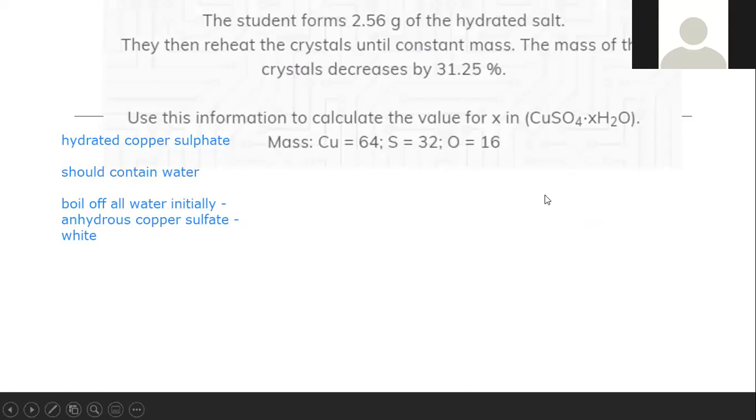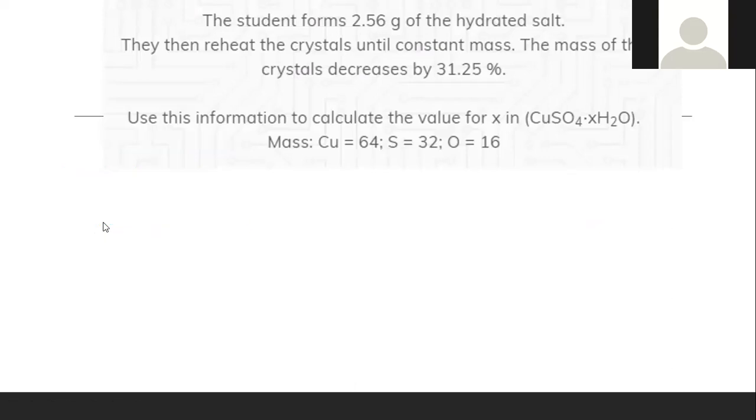Then it comes on with some maths. So you get asked, let's move that down there. The student forms 2.56 grams of the hydrated salt. They then reheat the crystals until constant mass, and the mass of the crystals decreases by 31.25%. Use this information to calculate the value for X in CuSO4 . X H2O. So basically, we're finding out how much H2O is needed.